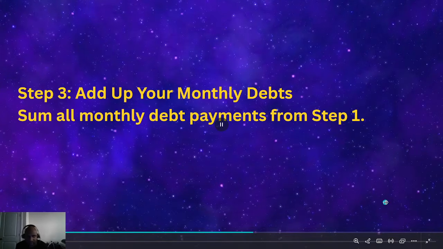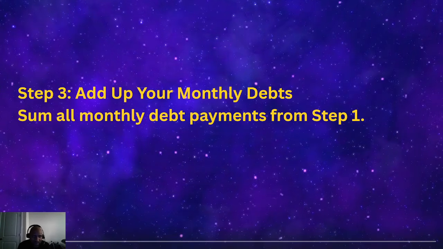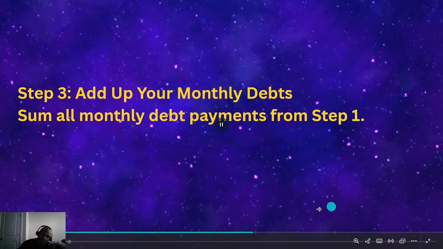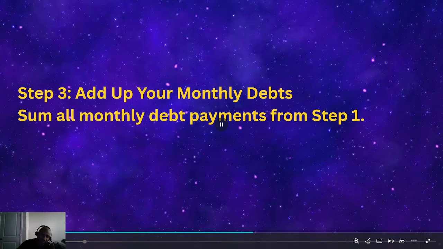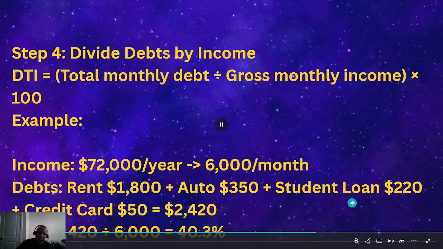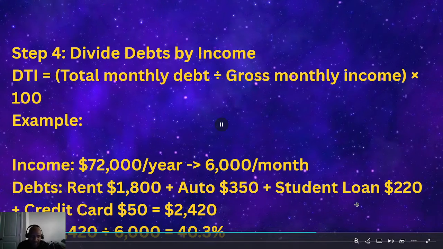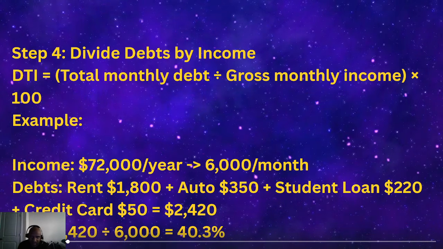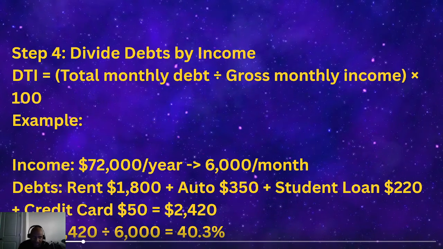Step 3, add up your monthly debt. Sum up all monthly debt payments from step 1. Now what you're going to do, divide the debts by income. Debt to income equals total monthly debt, divided into your gross monthly income, times 100.